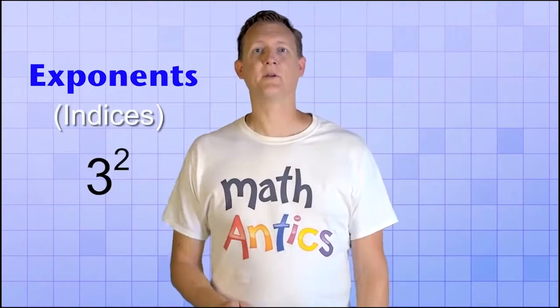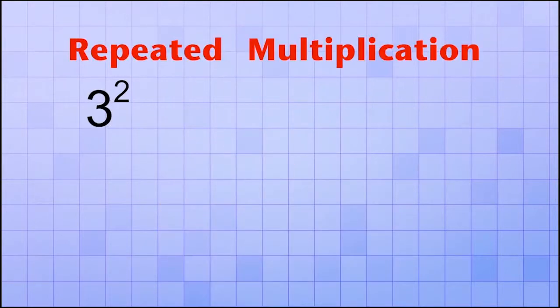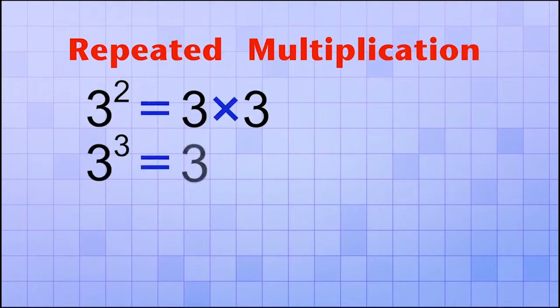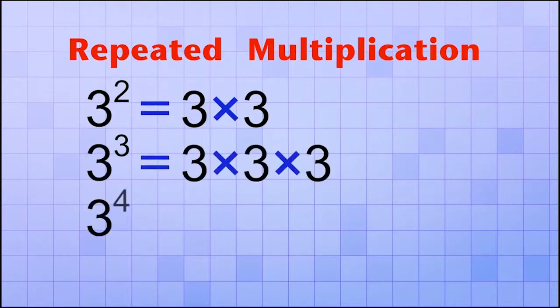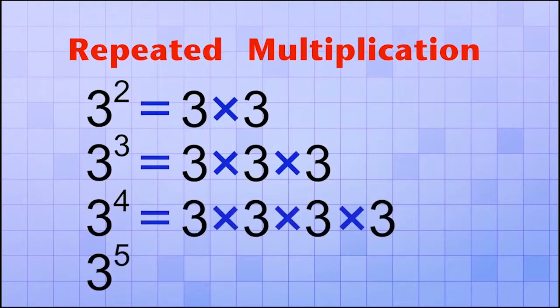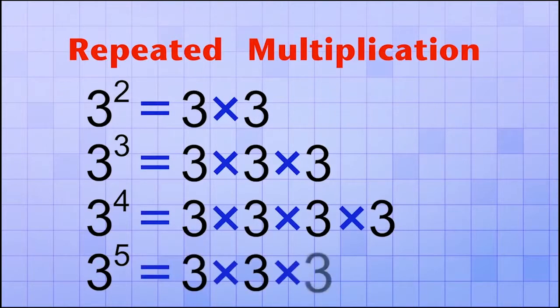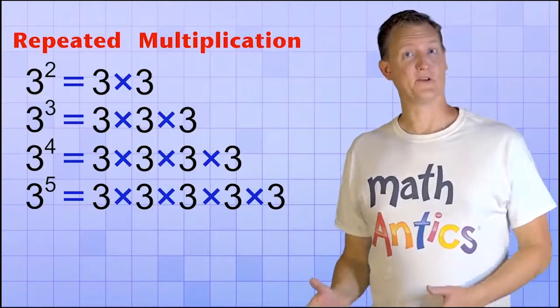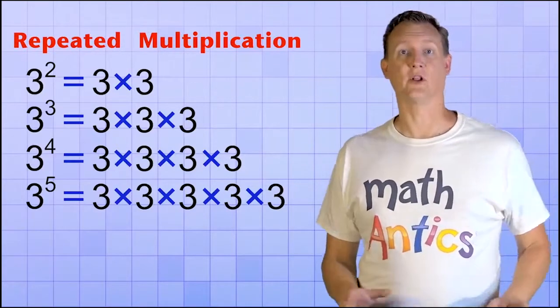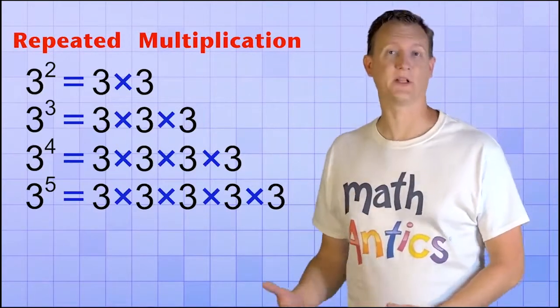Okay, now that you know what exponents are, or indices if you prefer, and you know how they're written, it's time to talk about how they're used in math. As I mentioned earlier, exponents are a way of doing repeated multiplication. 3 to the 2nd power is the same as 3 times 3. 3 to the 3rd power is the same as 3 times 3 times 3. 3 to the 4th power is the same as 3 times 3 times 3 times 3. 3 to the 5th power is the same as 3 times 3 times 3 times 3 times 3. See the pattern? So exponents can save you a lot of writing when you need to show repeated multiplication.